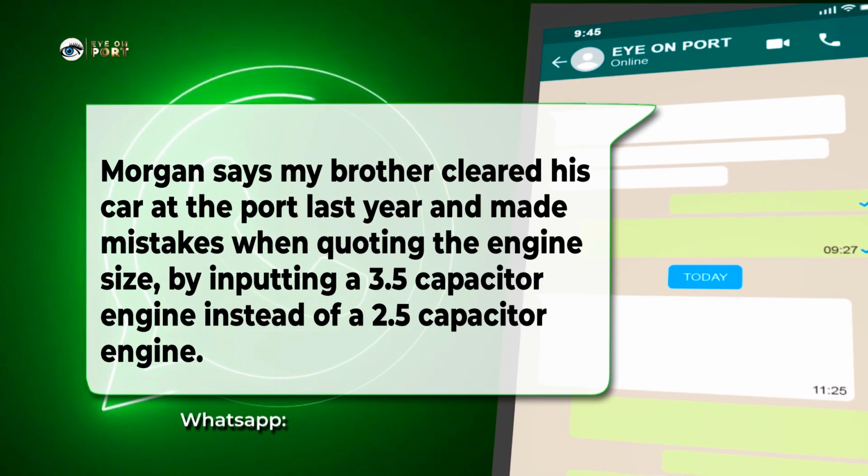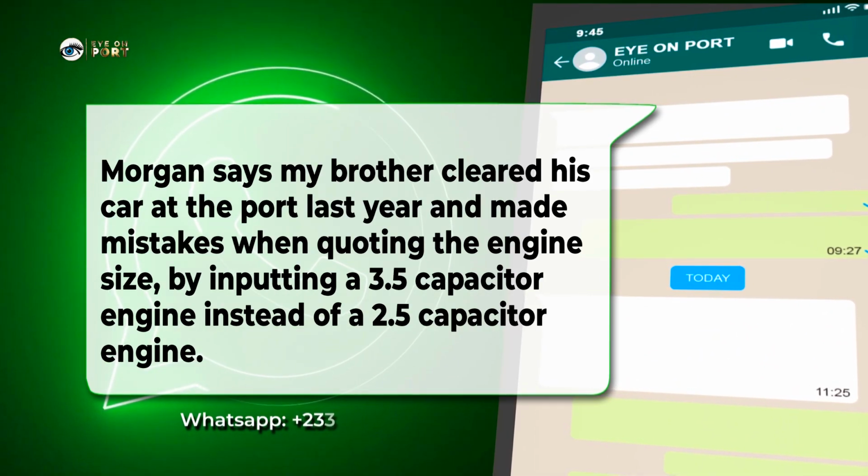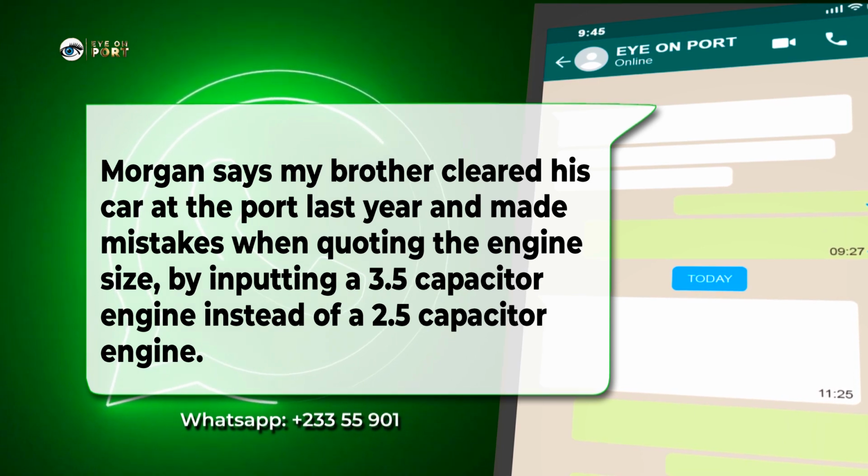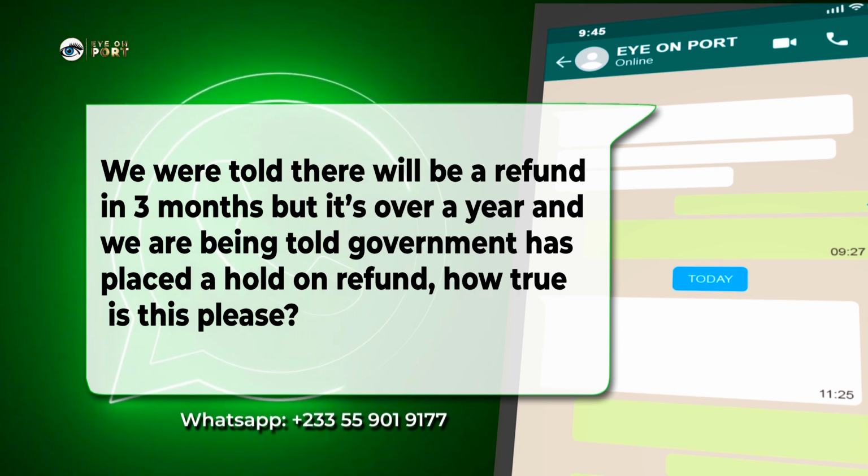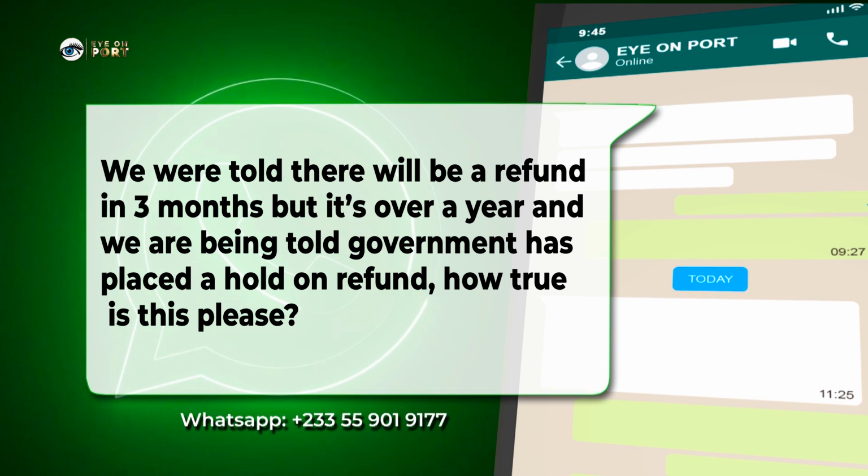Morgan says, my brother cleared his car at the port last year and made a mistake when quoting the engine size, inputting a 3.5 cc engine instead of a 2.5 cc engine. We were told there will be a refund in 3 months, but it's over a year and we are being told government has placed a hold on refunds. How true is this, please? Hello, Morgan. Smart Agbemenu says, visit the sector command or the Commissioner's office to lodge this complaint for proper redress, and once you have paid tax for which you are not to pay, the Commissioner-General is legally bound to refund the whole amount.